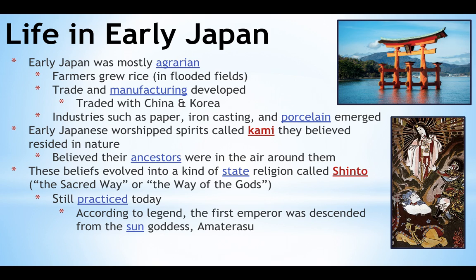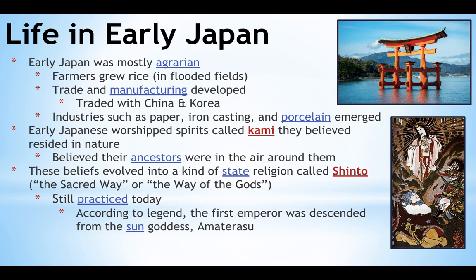So early Japan was mostly agrarian. Okay, so that means they were farmers. So farmers grew rice in flooded fields. Trade and manufacturing eventually developed, and so they started to trade with China and Korea, but not really anybody else. They were very isolationist. But industries such as paper, iron casting, and porcelain emerged.